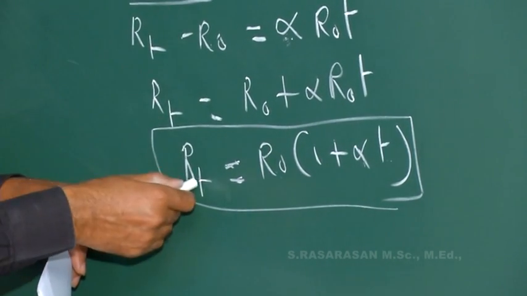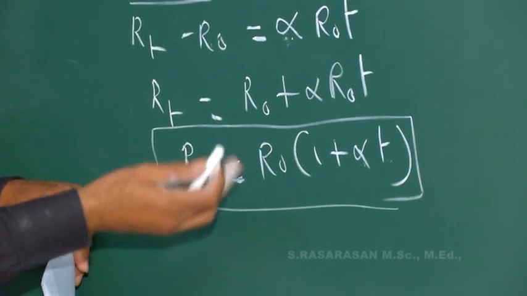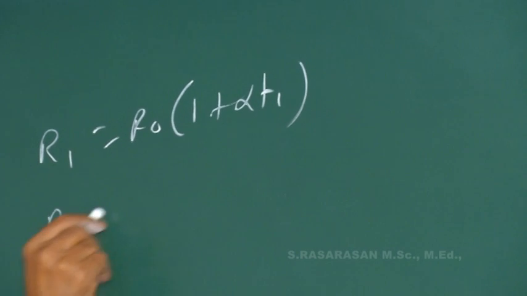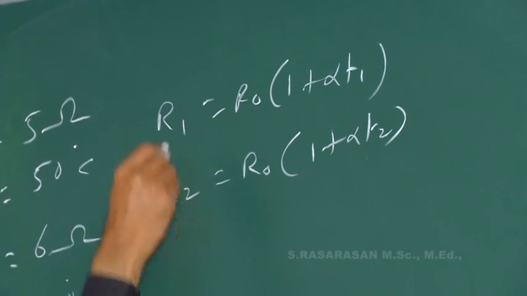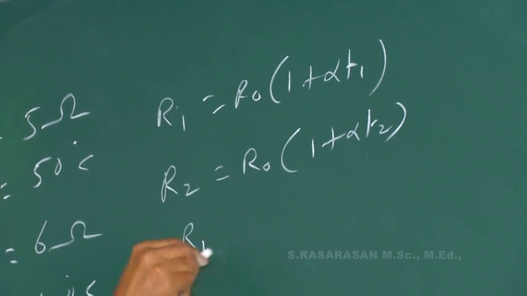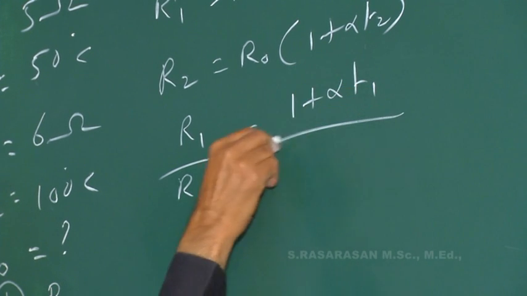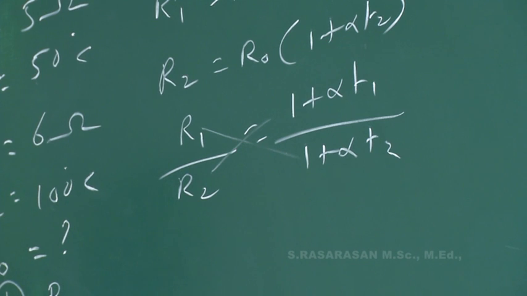R1 is equal to R0 into 1 plus alpha T1, and R2 is equal to R0 into 1 plus alpha T2. Divide the first by the second. R1 by R2 is equal to, R0 cancels, 1 plus alpha T1 by 1 plus alpha T2. Cross multiply, rearrange and simplify.